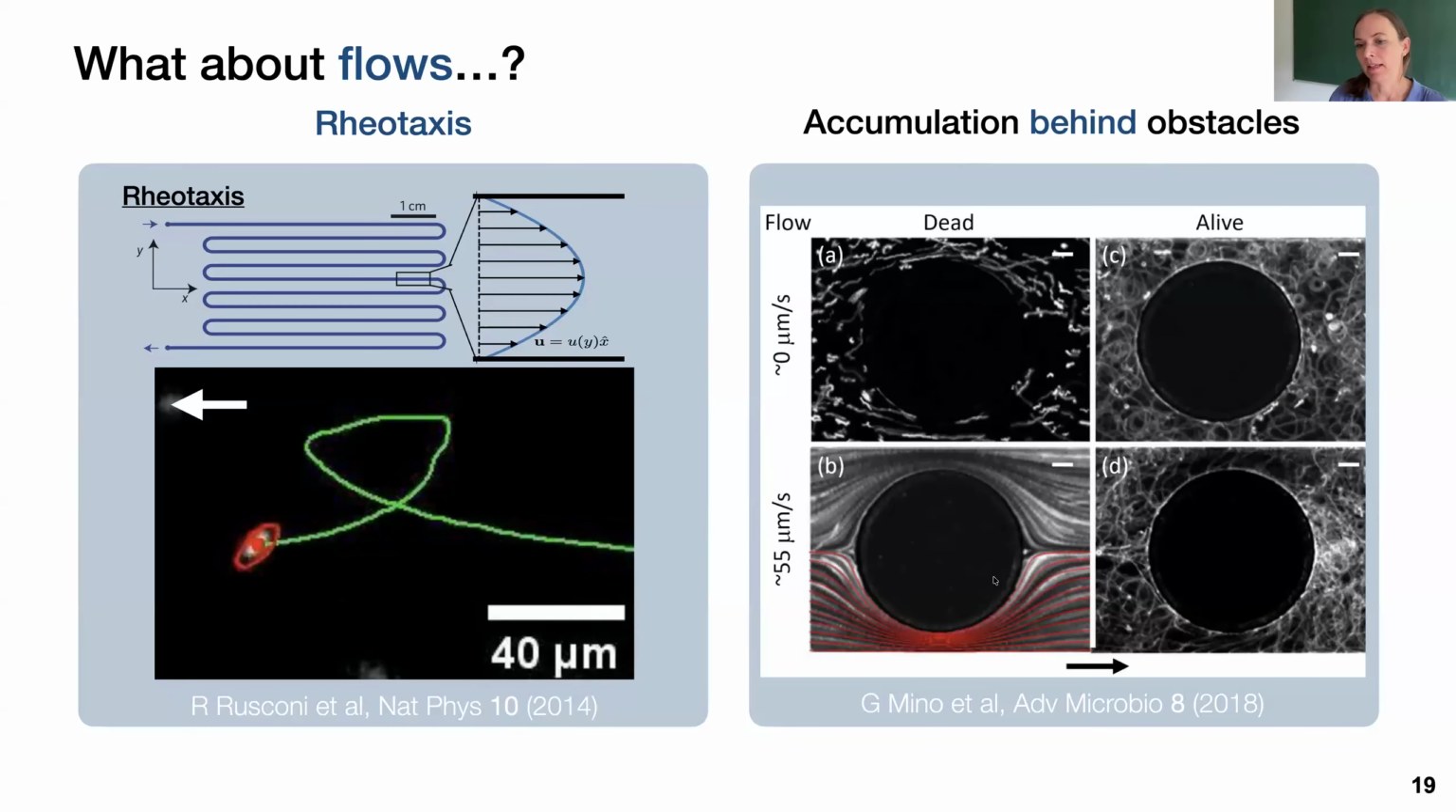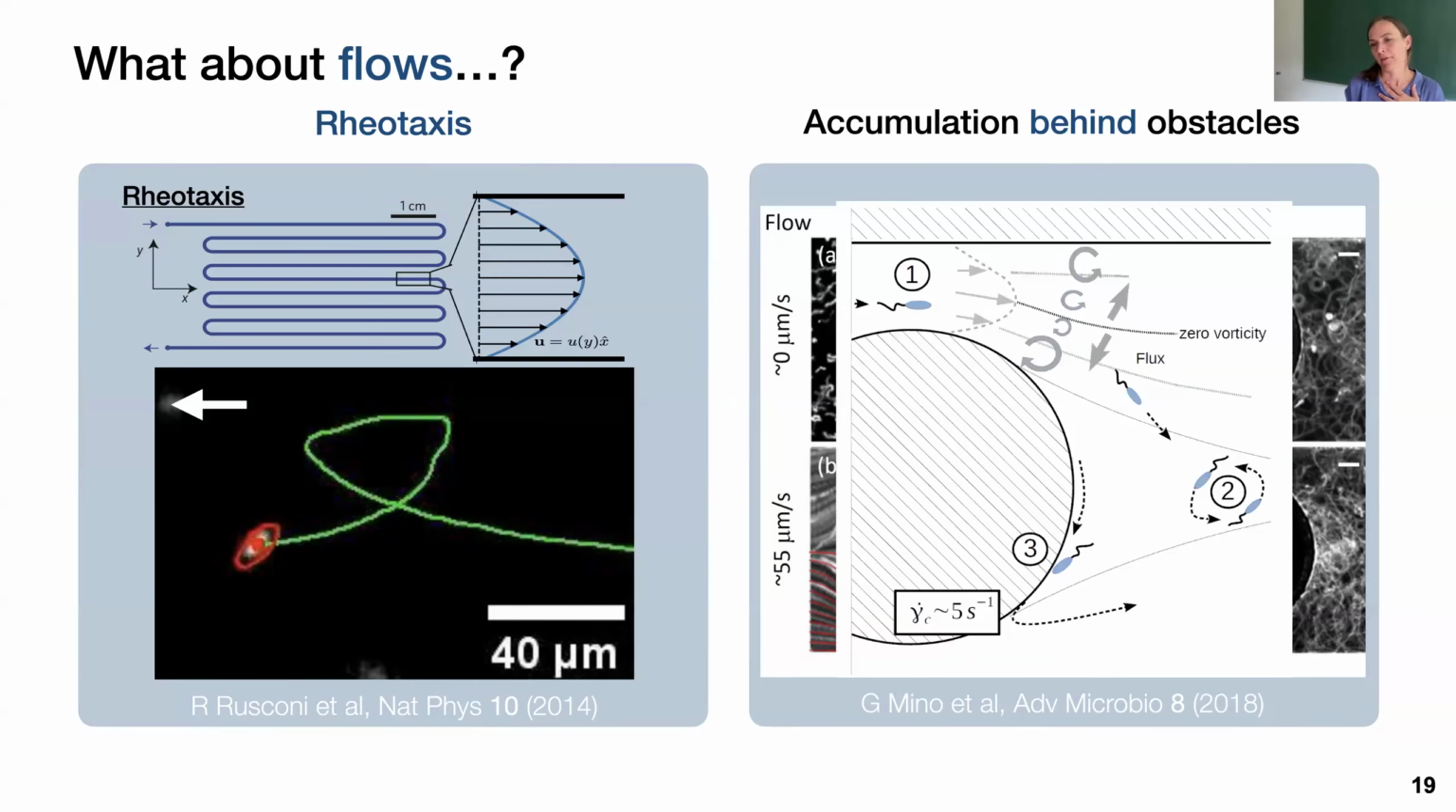Another consequence of this coupling between swimming direction and flow vorticity has been found in experiments where people were looking at the motion of active particles in a flow past a pillar. You can see it here, there's a flow that goes from left to right. In the case of active particles, in this case bacteria, it turns out that they accumulate behind the obstacle. This is a phenomenon that's not observed for passive systems. The point is that as they move with the flow, they are reoriented by the flow vorticity, and this flow vorticity captures them behind the obstacle.